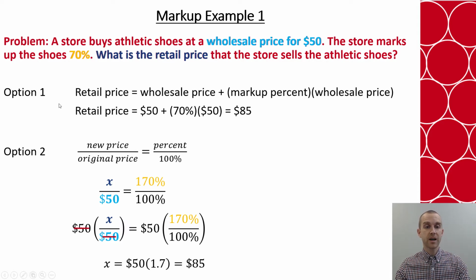And if we look back to this equation here, this is 100% plus 70%. So in essence, I am doing 170% times $50 here as well. It's just I've broken it into the two parts with the distributive property.